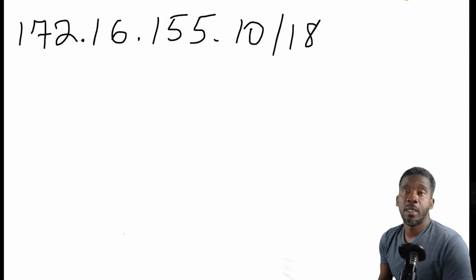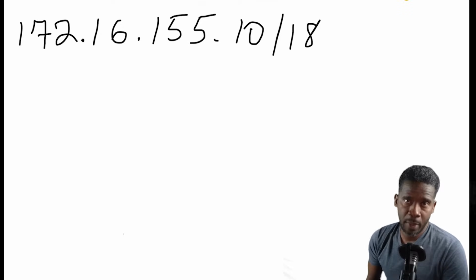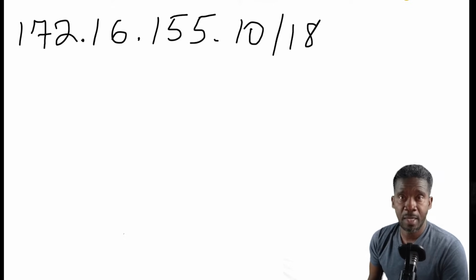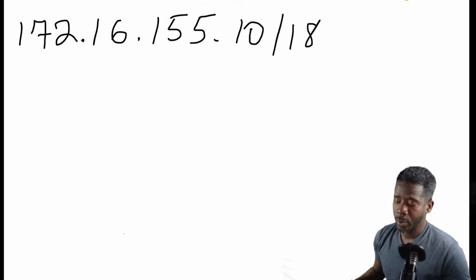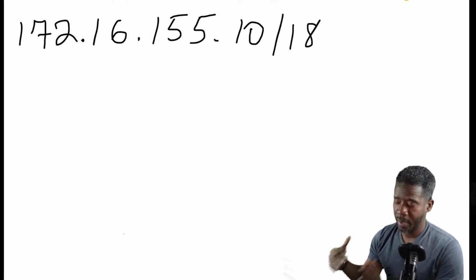Alright guys, let's get started with the IP address that we had in one of the last network pop quiz, which is 172.16.155.10/18. So today we're going to work on the slash 18 to know what exactly it means. Slash 18 is telling us what subnet mask we are working on with that IP address.